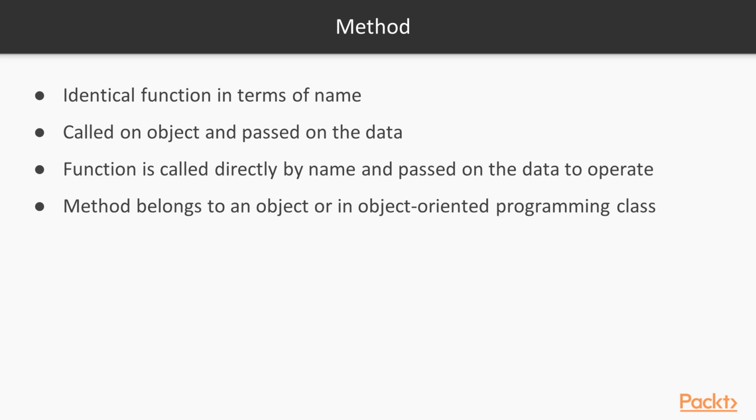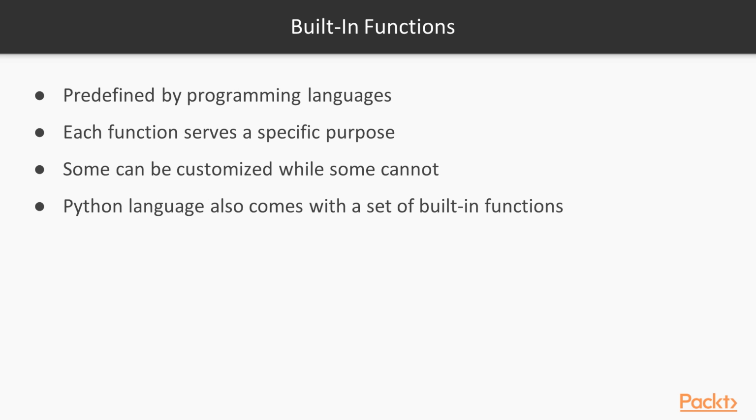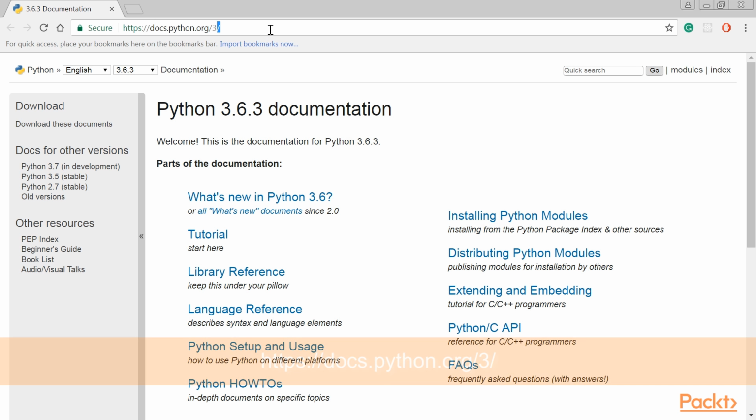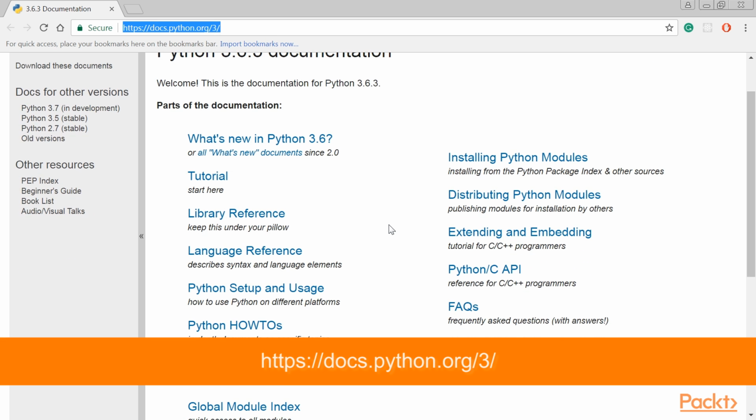Functions in any programming language can fall into two broad categories: built-in functions and user-defined functions. Built-in functions are predefined by programming languages, and each serves a specific purpose. While some built-in functions cannot be customized, some can be customized as per the programming guidelines laid down by specific programming languages. The Python language also comes with a set of built-in functions, such as len and cmp. You can get details about built-in functions from the Python documentation.